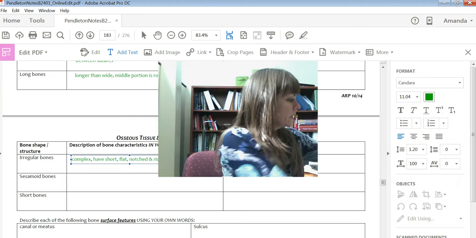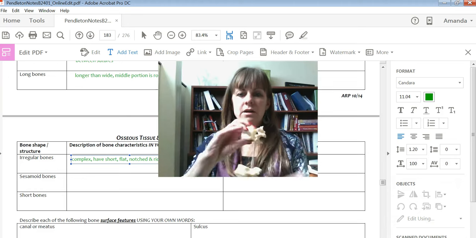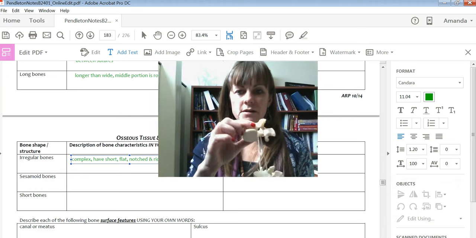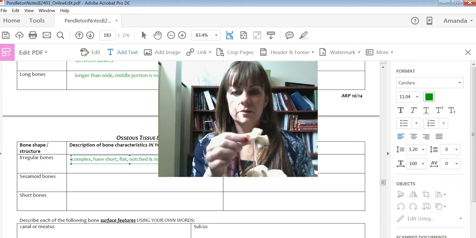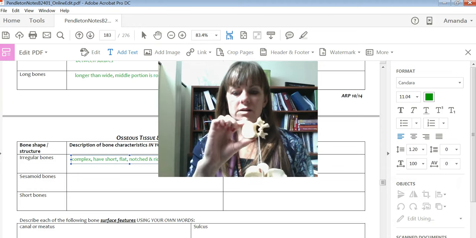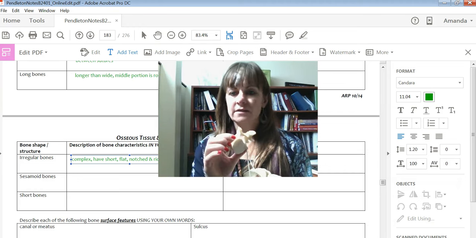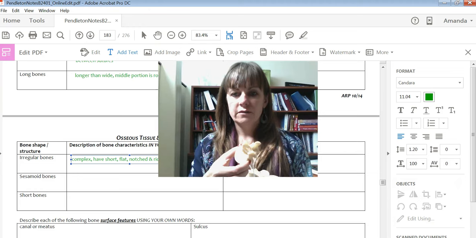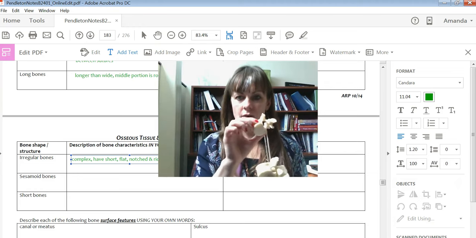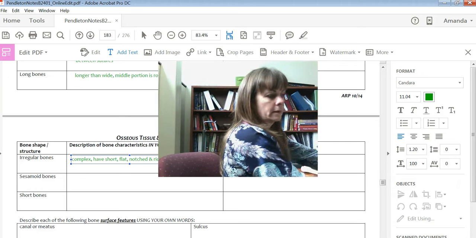Let me give you some examples of irregular bones. Probably one of the best irregular bones to show you is going to be a vertebra. So this is a vertebra. You can see this one looks a little bit like a moose from the side, but notice there's no clear pattern, there's no clear shape to it. It just has very irregular surface features on it. That would be an irregular bone.